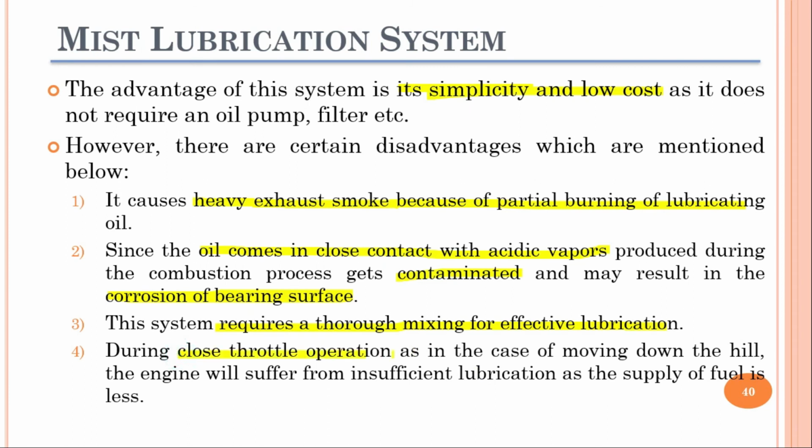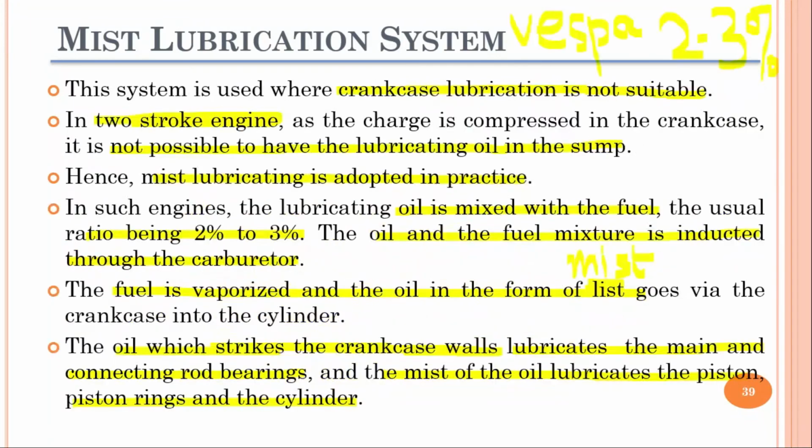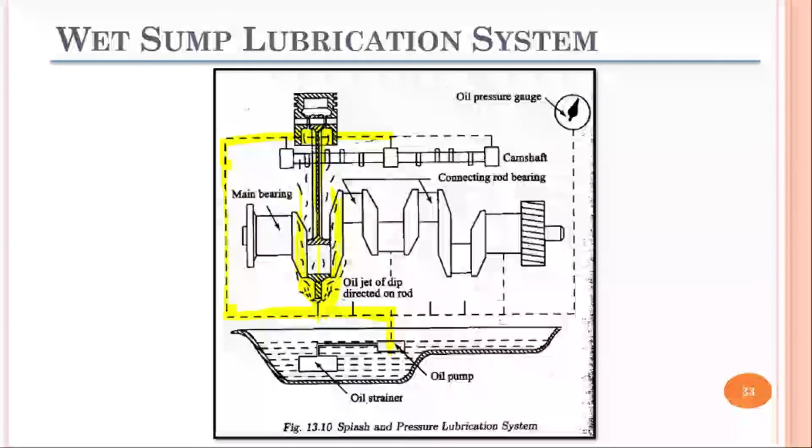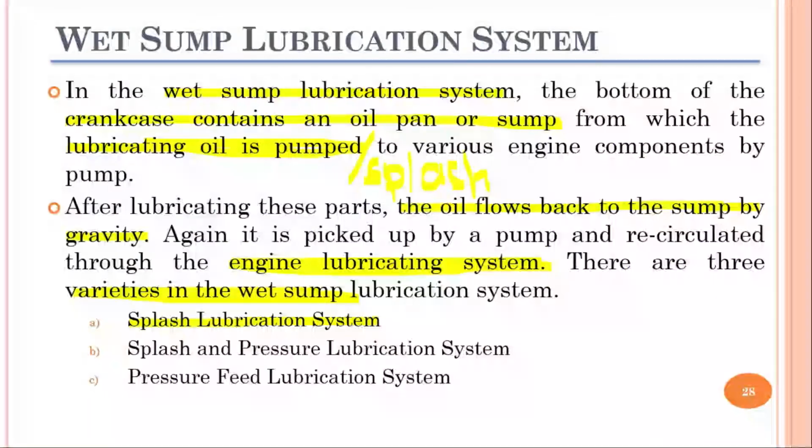Similarly, during closed throttle operation, when a lesser amount of fuel is being provided, the problem will occur that our engine will suffer from insufficient lubrication, because a lesser amount of fuel is coming into our engine, so a lesser amount of oil is coming to our engine. So we may have insufficient lubrication in such cases. I hope these lubrication systems are clear to all of you.